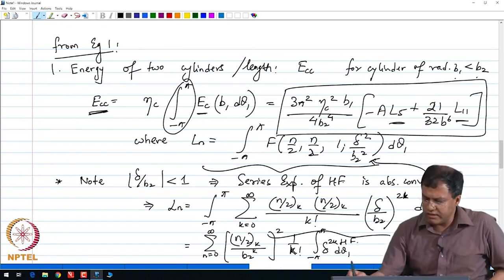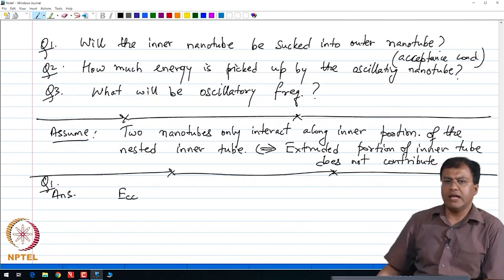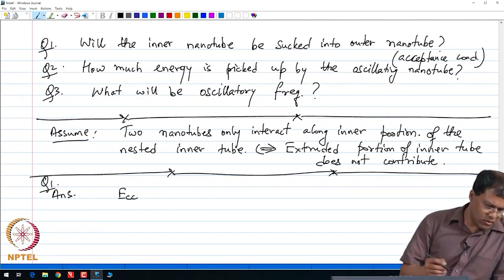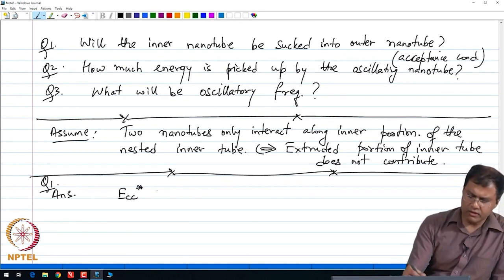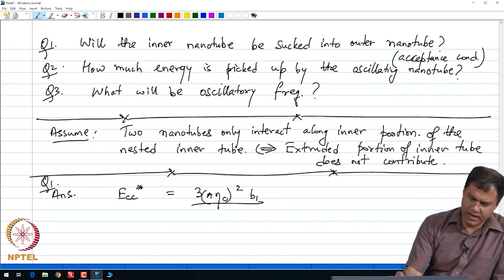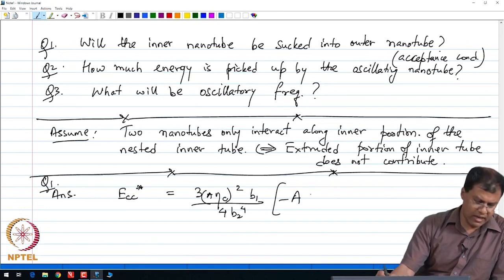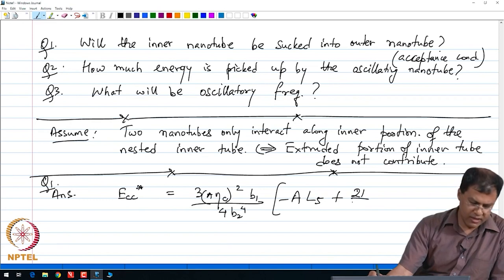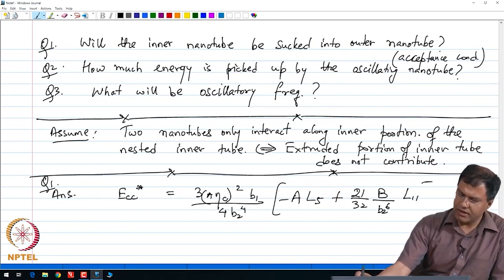So, as long as ECC is negative, we expect that the inner tube will be sucked into the outer tube. So my ECC, let me call this the starred value, is 3 pi eta c whole square b 1 divided by 4 b 2 to the power 4 times minus a of L 5 plus 21 by 32 b by b 2 to the power 6 of L 11.